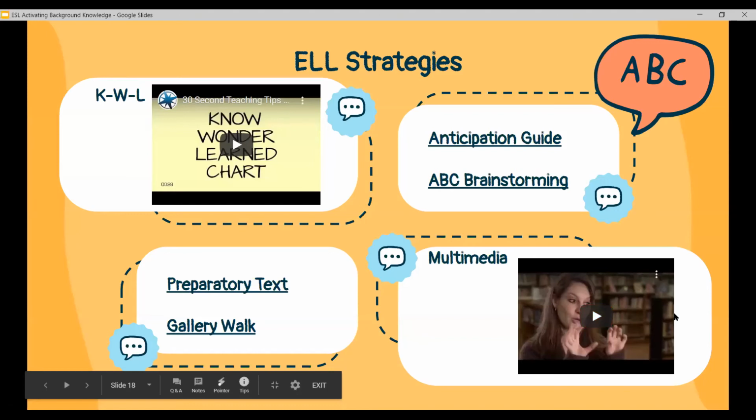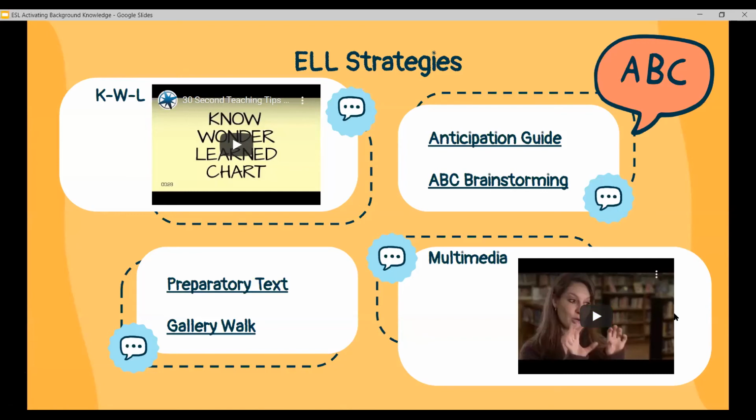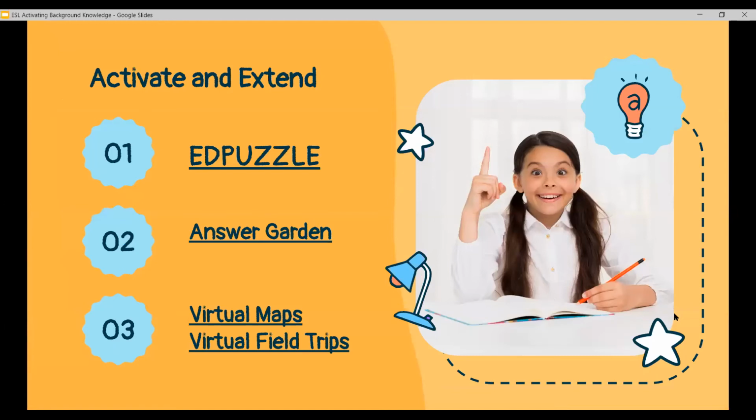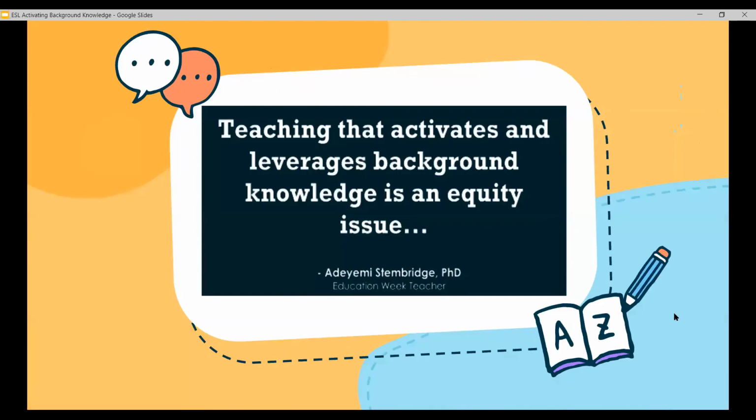So as you can see, that teacher could have started with an example of what a bee is. We don't want to illuminate too much of what is happening, but activating is actually taking small little things that potentially could trip up our students and giving them an opportunity to have success by front-loading it and teaching them a little bit about the vocabulary and activating their curiosity. When we activate and extend, there are many different activities online that we can use as well. Whether you're using Edpuzzle, an answer garden, or a word cloud, virtual maps or field trips, those are all excellent ways to help students make those connections.